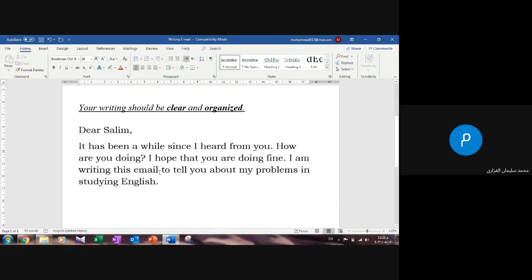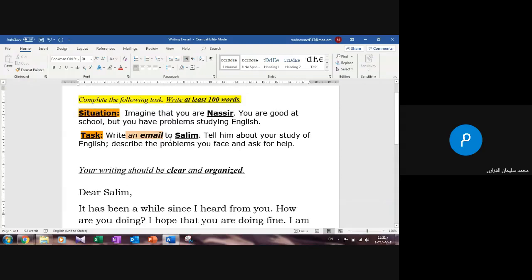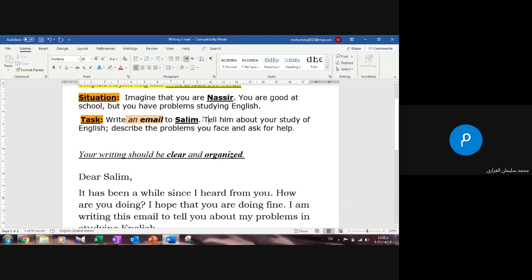In the body, this is, I cannot write it here now. In the body, you can adapt the question itself. In the question that we have, you are required to tell him about your study of English, describe the problems you face, and ask for help. In another question, there is another thing you are going to write about, but here you have to stick to the task that I have here. So you are going to write about telling him, and according to you, maybe in one paragraph, 2 paragraphs, 3 paragraphs, it's up to you. So tell him about your study of English. This is the first thing.